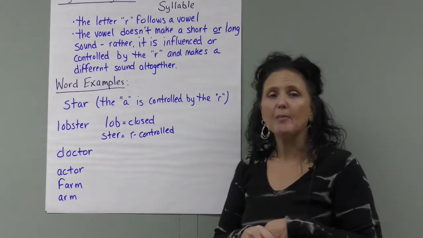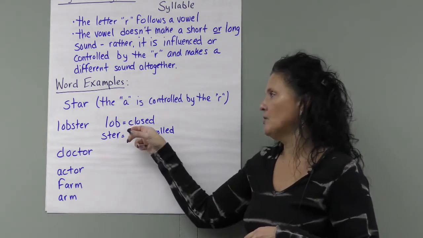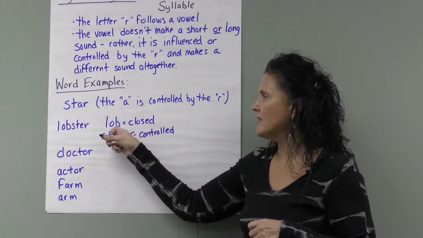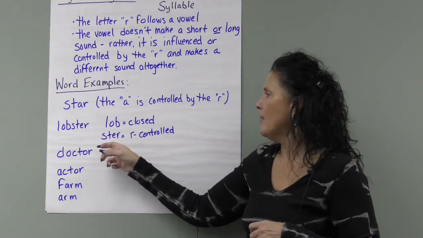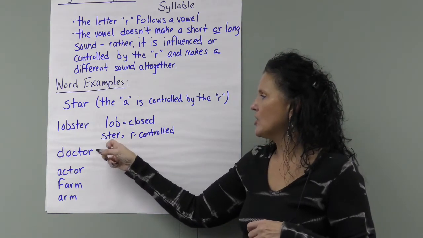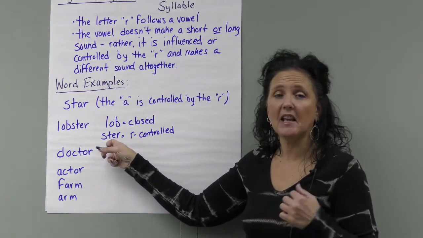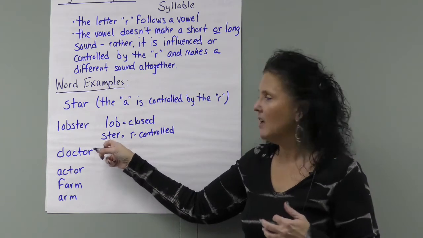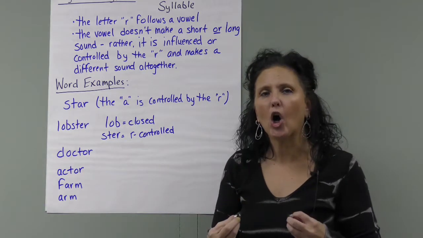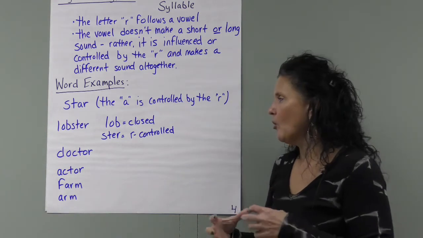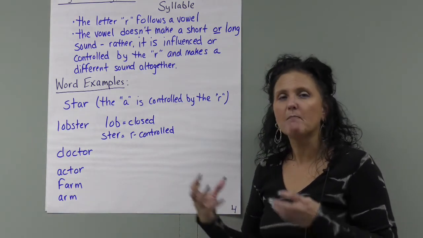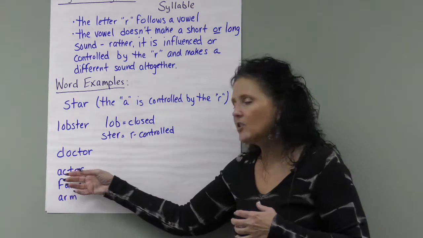Here's another word, lobster. Lob is a closed syllable because we have that consonant and that O, and it's making the ah sound, lob. But ster, that R is controlling that E. So it doesn't sound like E, it doesn't sound like lob. You're hearing the R, right? Doctor. You're hearing the R. You don't really hear the O beside of it. It's masking that sound. Actor.